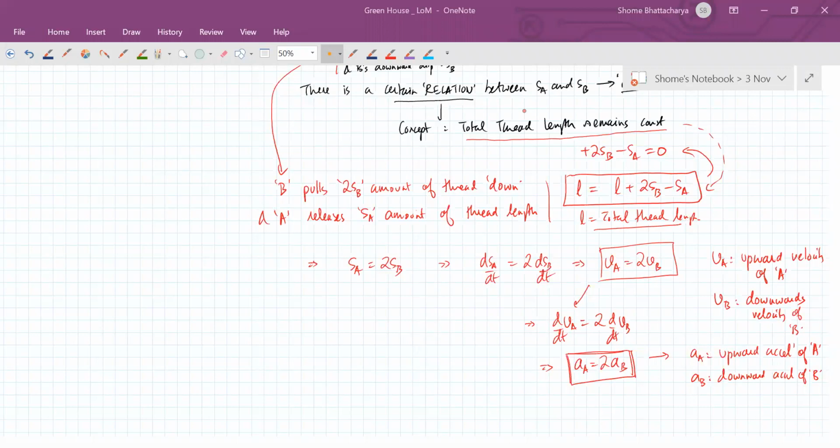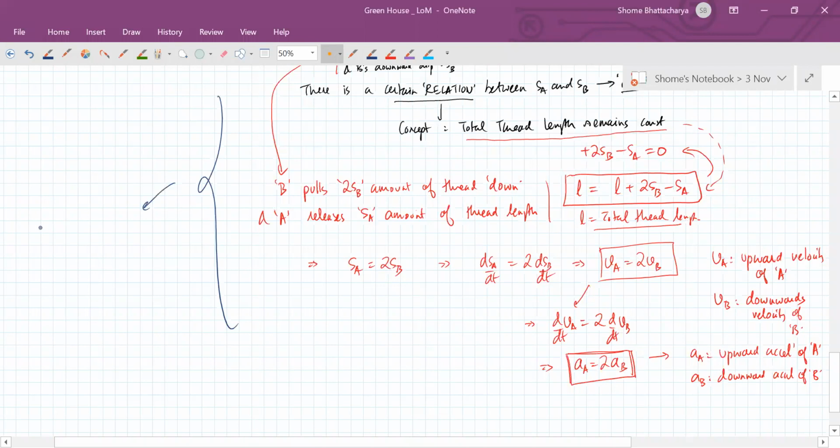And the concept we are using is very simple: the thread length should remain constant. Later we'll see if we have more pulleys, with the thread going around more times, we get an equation which may be more lengthy, but the concept will be the same, that the total thread length should remain conserved. So this final result that we have got is called constraint relation.